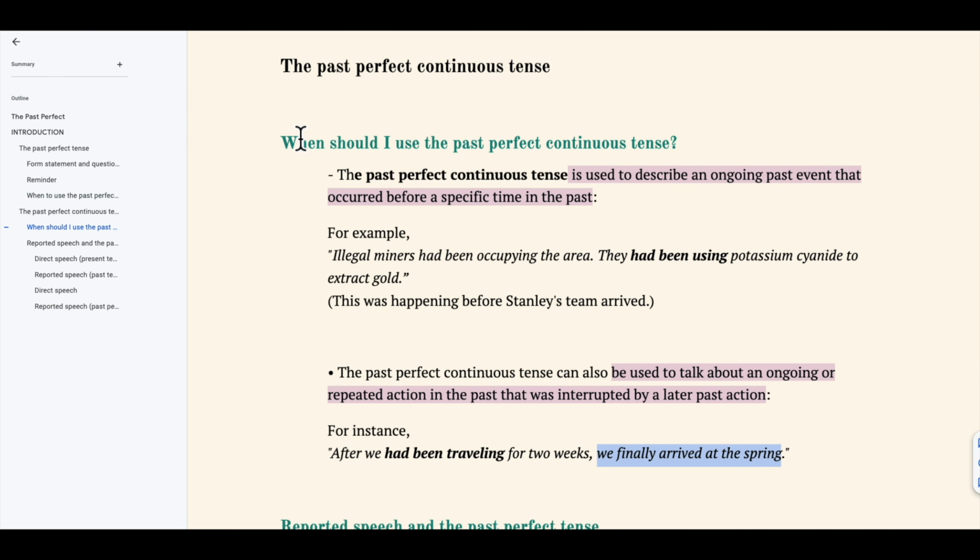After the simple past and the past perfect, let's talk about the past perfect continuous tense. When do we use the past perfect continuous tense? We use the past perfect continuous tense to describe an ongoing past event that happened before a specific time in the past. For example, illegal miners had been occupying the area. They had been using potassium cyanide to extract gold. This was happening before Stanley's team arrived. Additionally, the past perfect continuous tense can also be used to talk about an ongoing or repeated action in the past that was interrupted by a later past action. For instance, after we had been traveling for 2 weeks, we finally arrived at the spring.